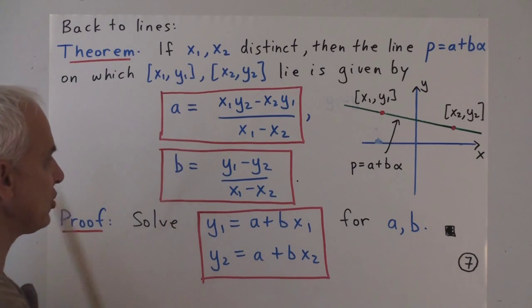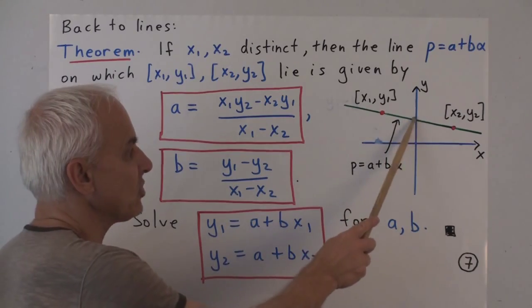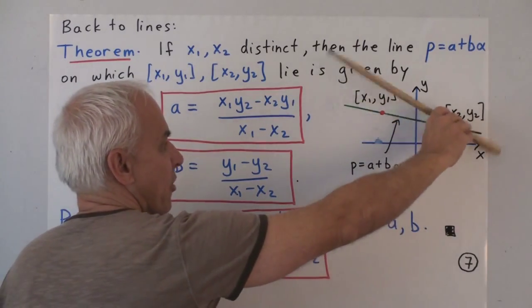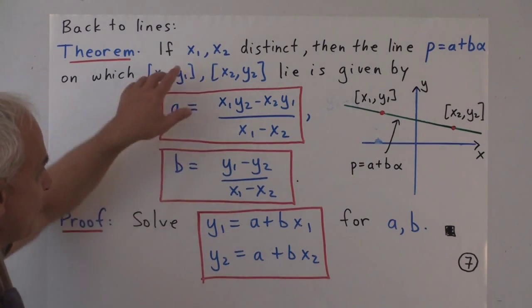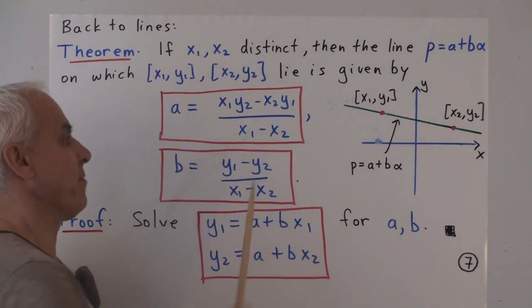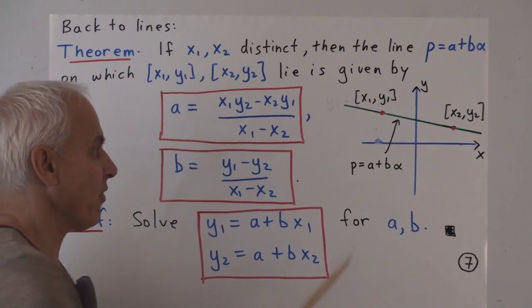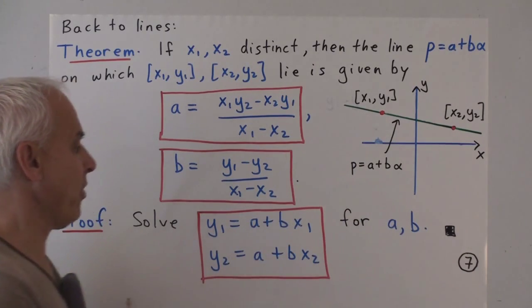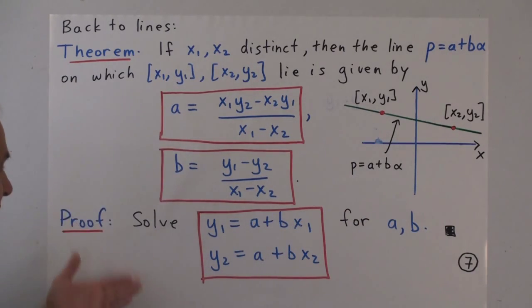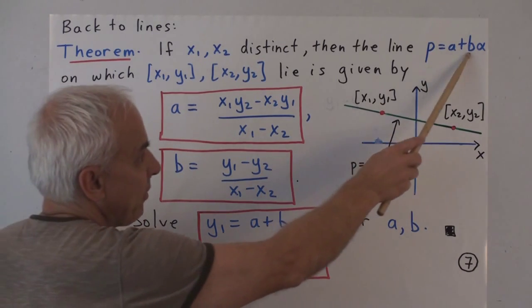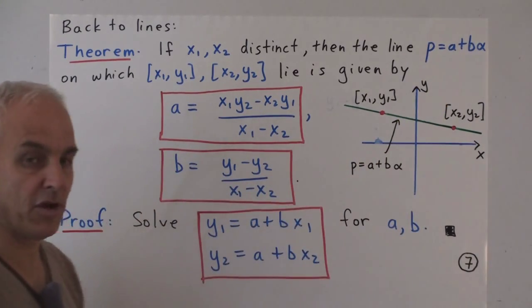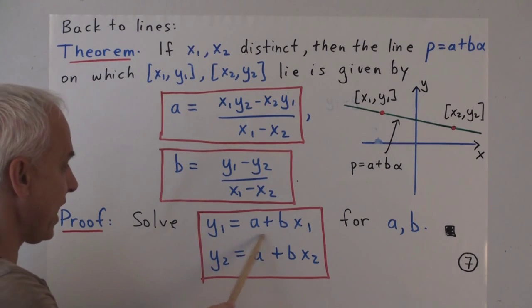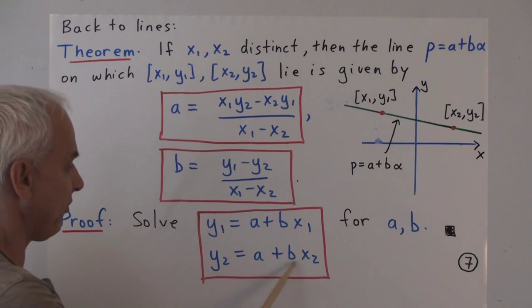So I remind you these two numbers represent the y-intercept of the line as well as the slope of the line. So this is a relatively familiar formula for the slope of the line between 2 points. This is perhaps a somewhat less familiar formula for the y-intercept of the line between 2 points. So what's the proof? Well, we have to solve two equations. We are trying to find a plus b so that this point and this point both lie on this linear polynomial. In other words, y1 equals a plus b x1 and y2 equals a plus b x2.